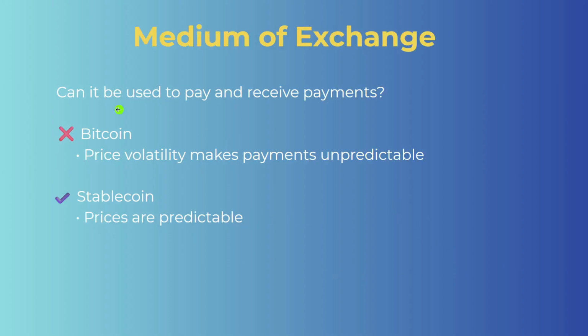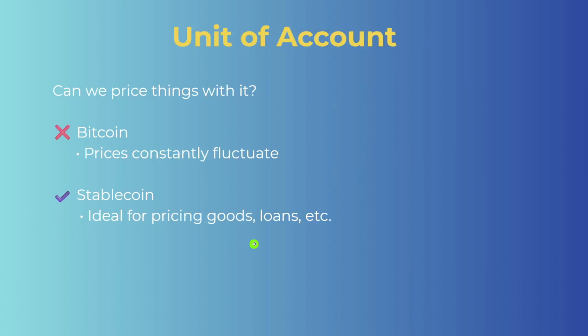Medium of exchange. Can it be used to pay and receive payments? Bitcoin, since it is very volatile, makes payments unpredictable, while with stablecoins, prices are predictable. Unit of account. Can we price things with it? In Bitcoin, it is very difficult because prices fluctuate. Stablecoin is ideal for pricing goods, loans, and so on.